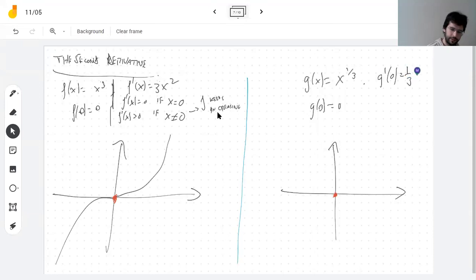One third times x to the negative 2/3. So this is 1/3 cubic root of x squared. Notice that there's a square there, which means this is always positive. So g prime of zero does not exist. And if x is not zero, g prime is positive because the square is positive. Anything you put in there, x squared is going to be positive, and then the cubic root is going to be positive, and the 1/3 is not going to change anything, or the denominator. So g is also always increasing.